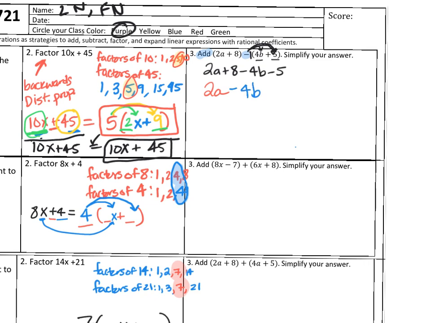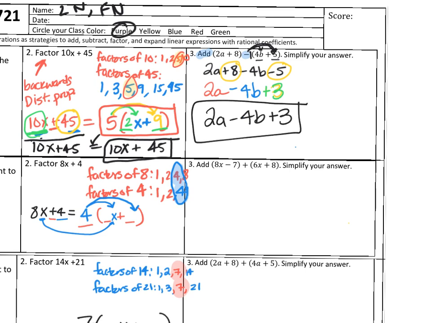Now, if you look closely, you can combine the 8 and the -5 because they're just constants. They're numbers without letters. So let's combine that. 8 minus 5 is 3. And the bigger number is positive, so positive 3. If you can't see that, let me write it again. So my answer is 2a minus 4b plus 3.